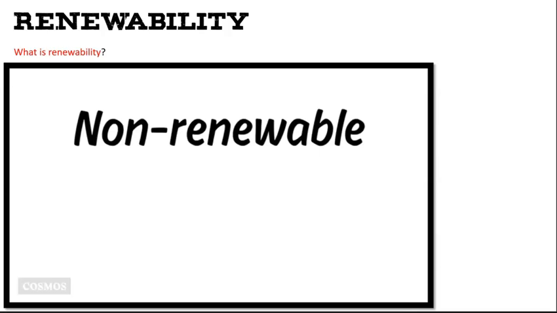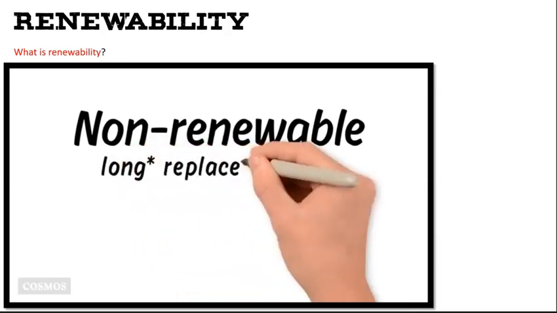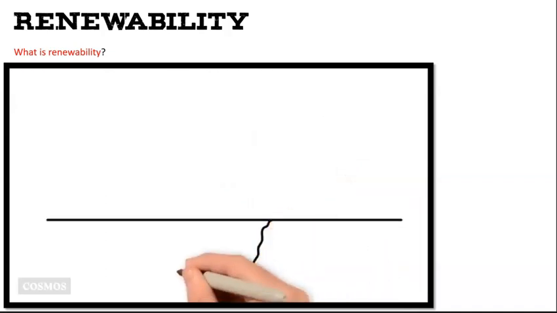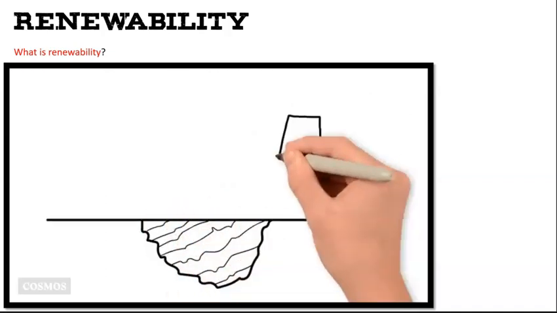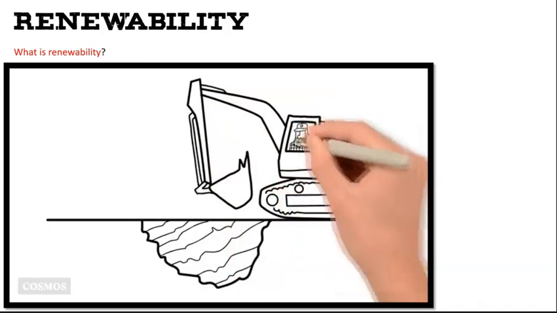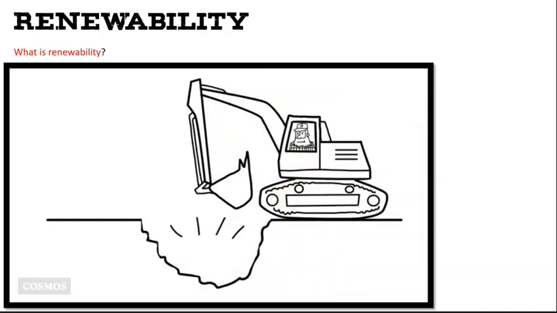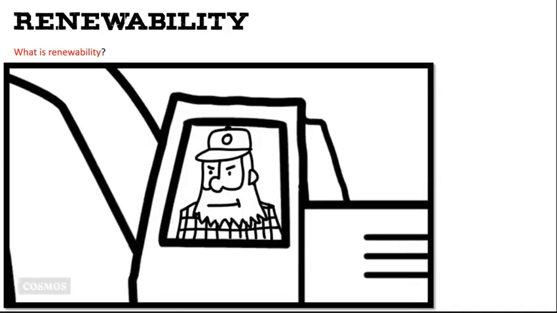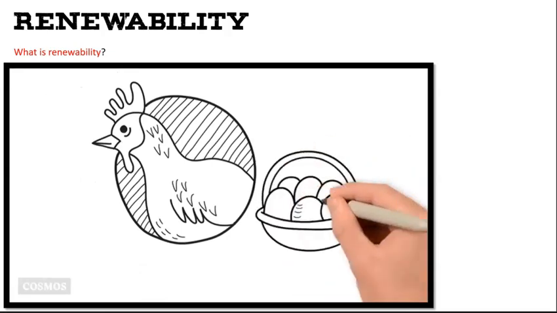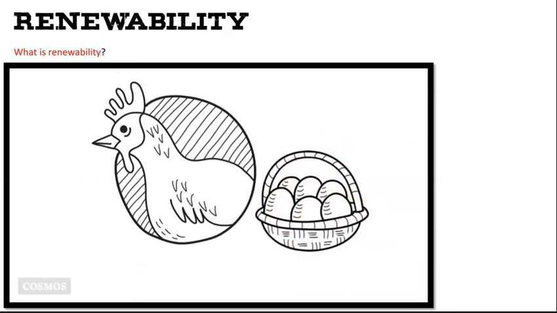A resource is called non-renewable if it has a long replacement time, longer than a human lifetime. Practically speaking, most non-renewable resources never get replaced. Take iron ore, for example. There's a certain amount on the planet, and once we've mined it, there isn't any more coming to take its place. All the more reason to use resources wisely and avoid putting all our eggs in one basket.